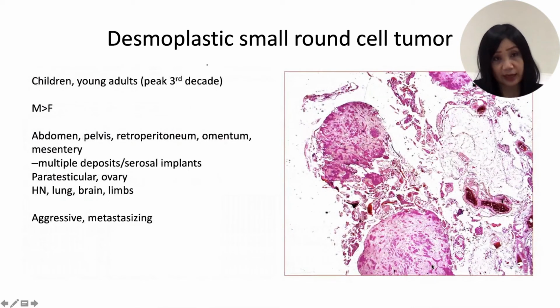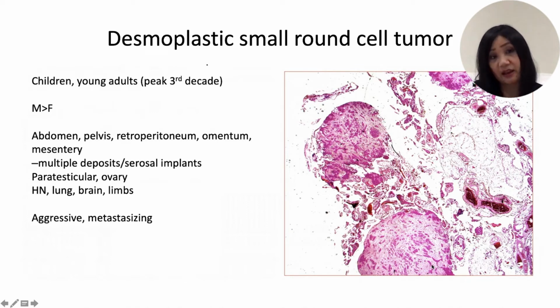So this happens in a very characteristic setting, typically in children and young adults. A peak is in the 20s, so the third decade, with a male preponderance. And the classical manifestation is in the abdomen and pelvis, with tumor present as multiple seedlings and serosal implants.